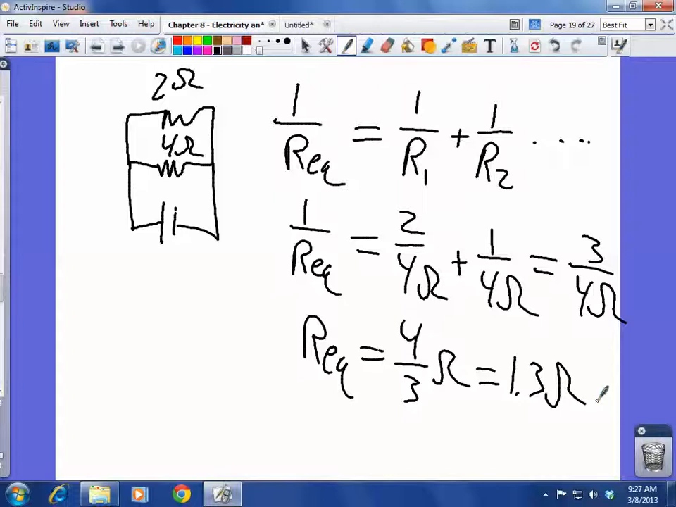Easy enough, right? Now I know you might have already learned a shortcut for how to do this when there's 2 resistors. But this method is going to work no matter how many we have. We just take the inverse and just add them together. Why don't you guys try one of these for me?